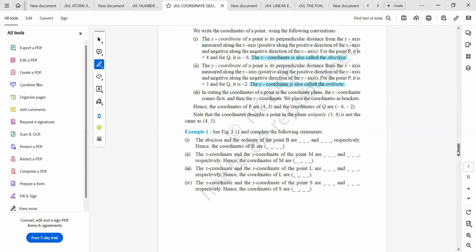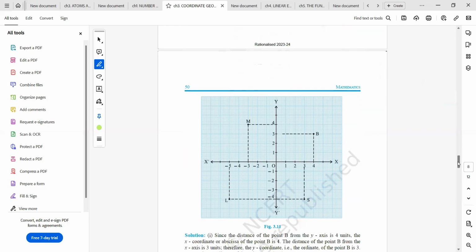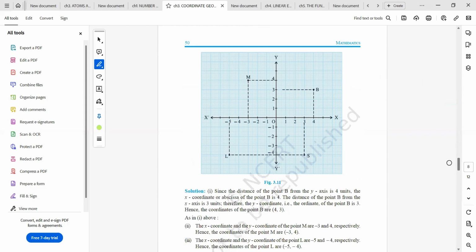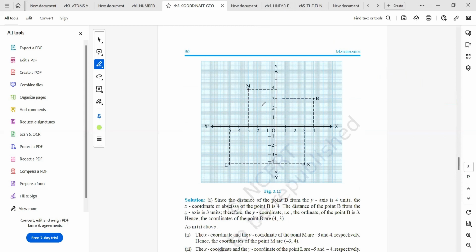Fine. So here some points are given to you, like the abscissa and ordinate of the point B. Give me the abscissa and ordinate for point B. For point B, abscissa is 4 and ordinate is 3. So the coordinates will be 4, 3.